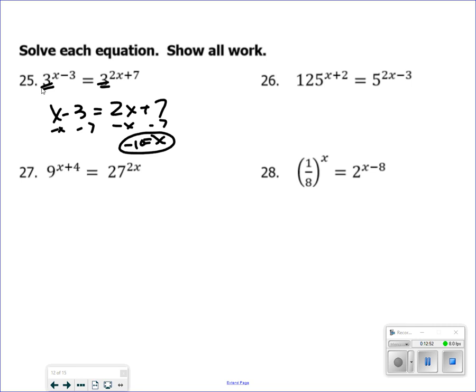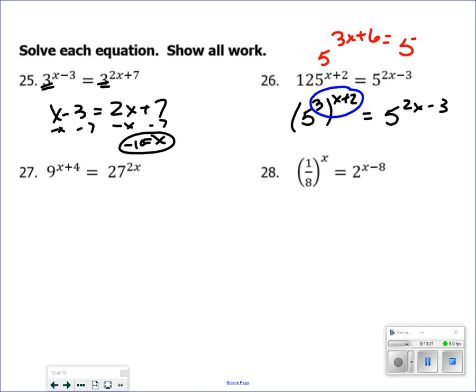Anytime the bases are not the same, you need to reduce it to make them the same. So 125 is the same as 5 to the 3rd. So I changed the 125 into 5 to the 3rd. Now, I have an exponent that is raised to another exponent. In section 6.1, I would multiply those two together. Now the bases are the same. So I'm going to set the exponents equal.